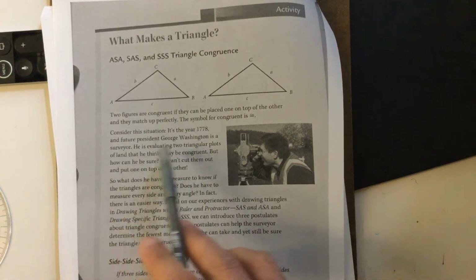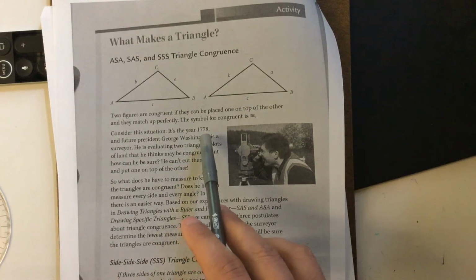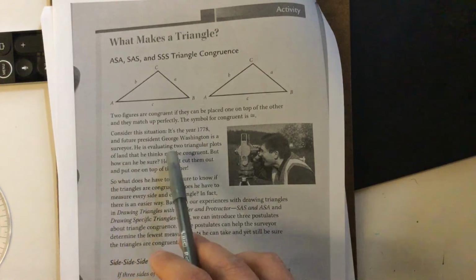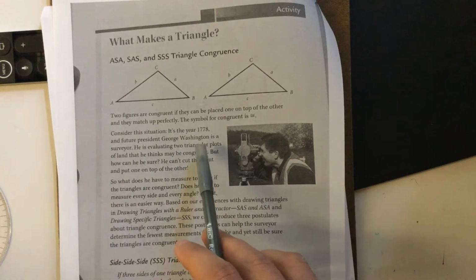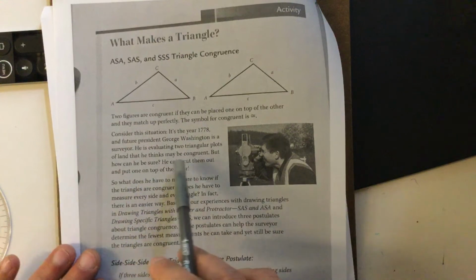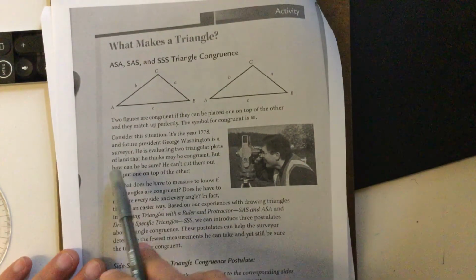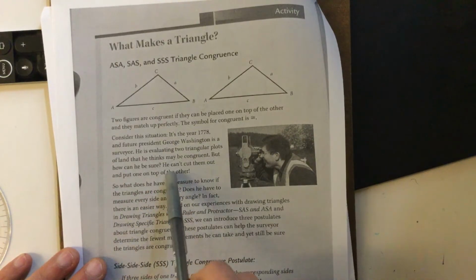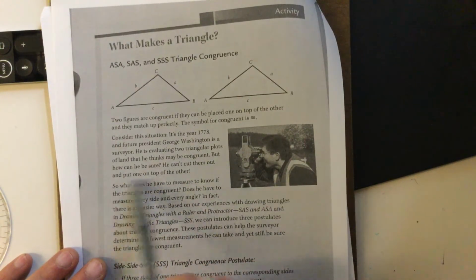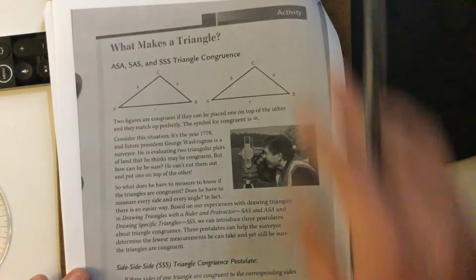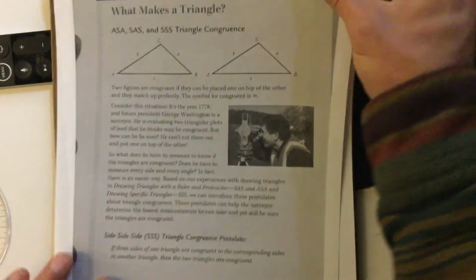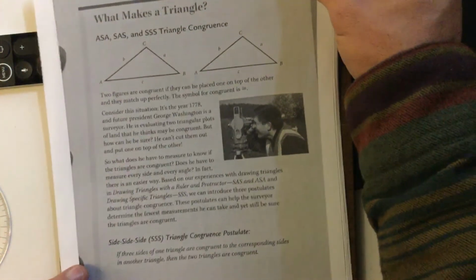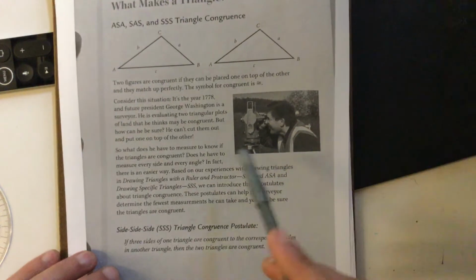Then it says, consider the situation in the year 1778. The future president, George Washington, is a surveyor. He is evaluating two triangular plots of land that he thinks may be congruent. But how can he be sure? He can't cut them out and put them on top of one another. Okay, finally an example of geometry that actually does use some of what we have been learning.